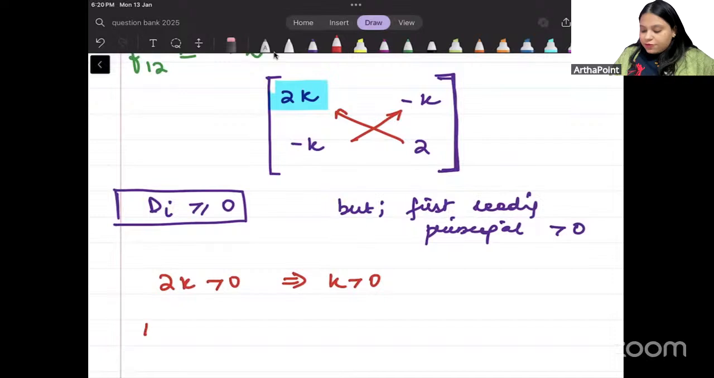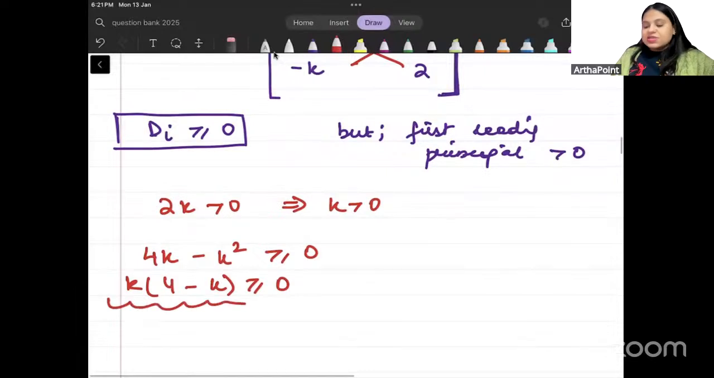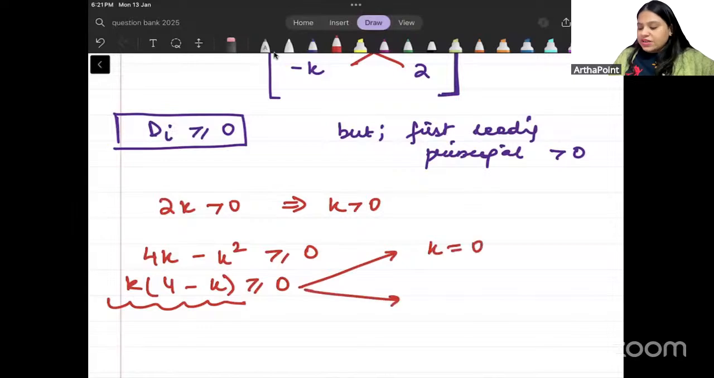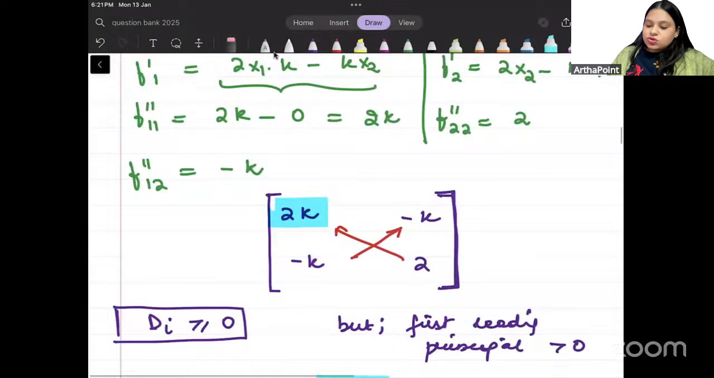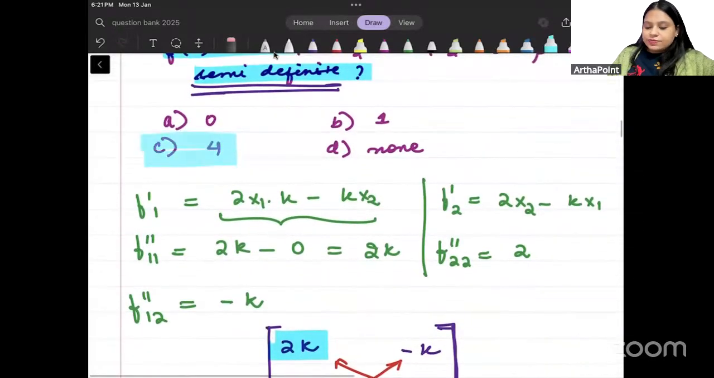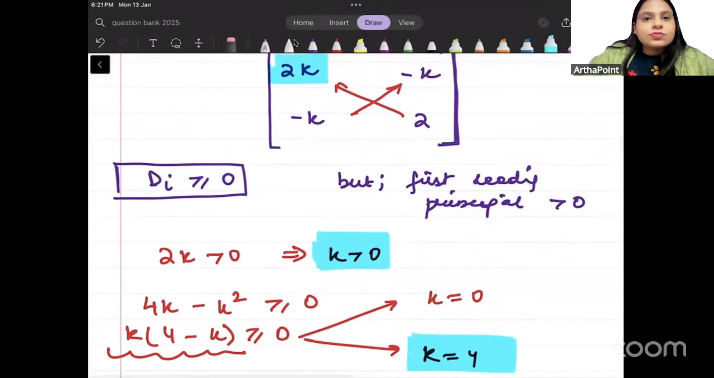So 4k minus k square can be greater than or equal to 0. If I take k common, 4 minus k can be greater than or equal to 0. Now, when will this be 0? Under two conditions: either when k is 0 or when k is 4. But I need my k to be strictly greater than 0. So the only answer I'm left with is k equal to 4. So the correct answer will be C. K equal to 4 will be the right answer. Is this clear?